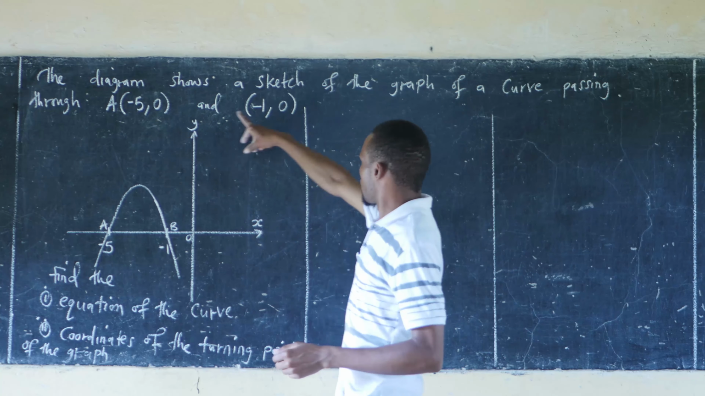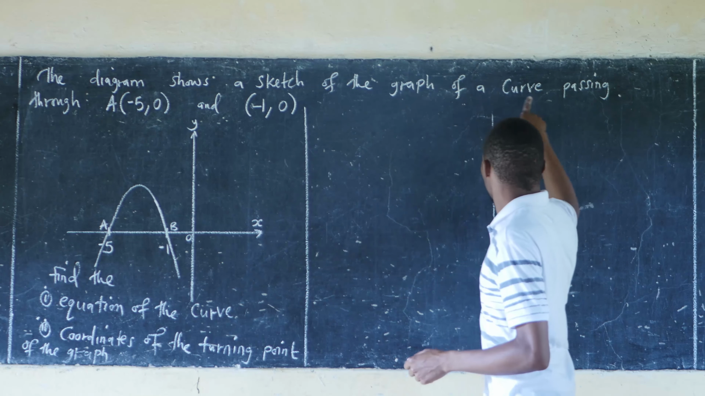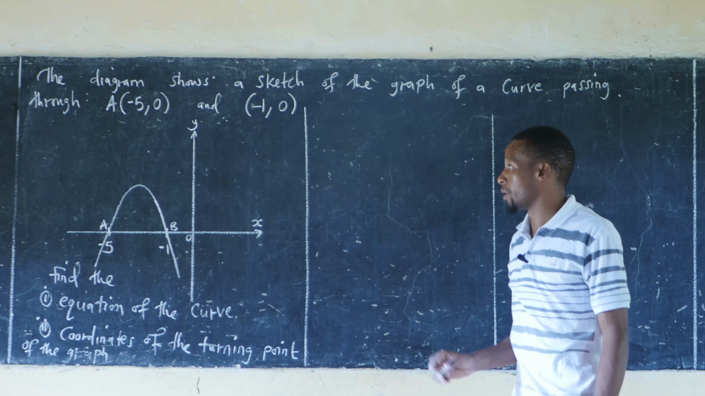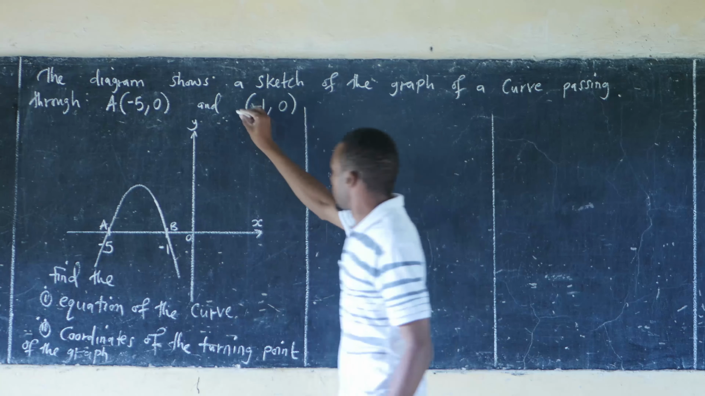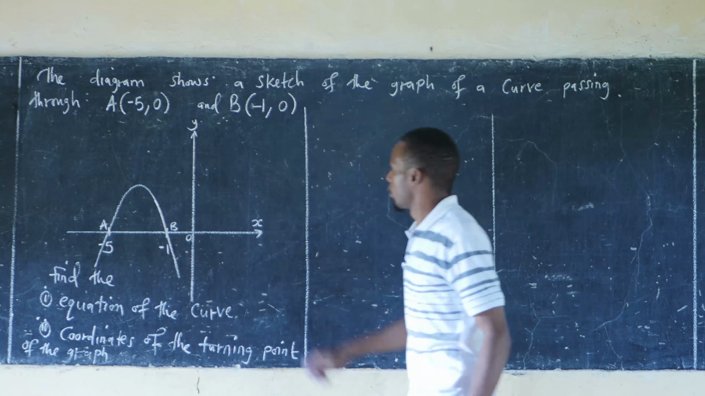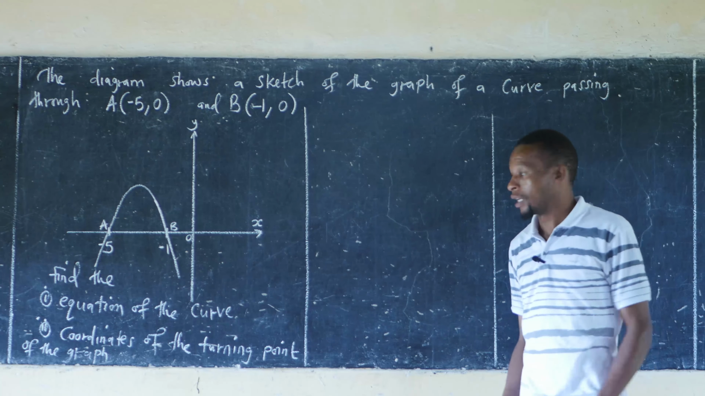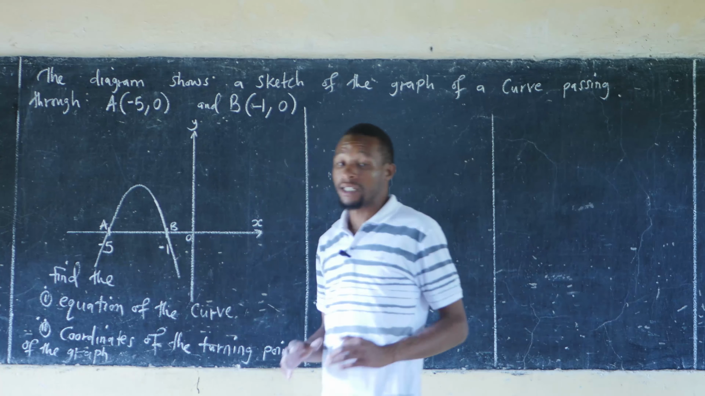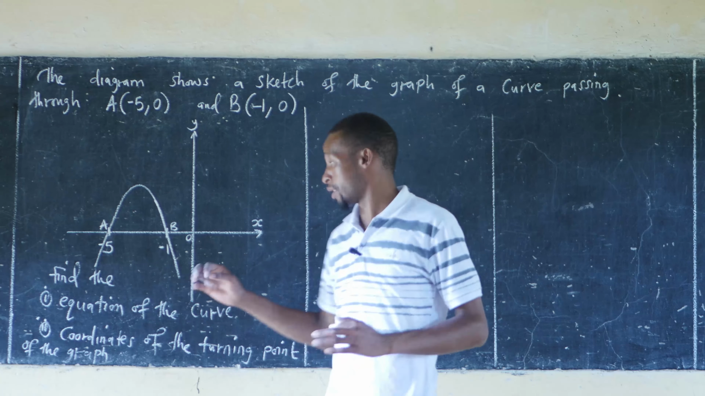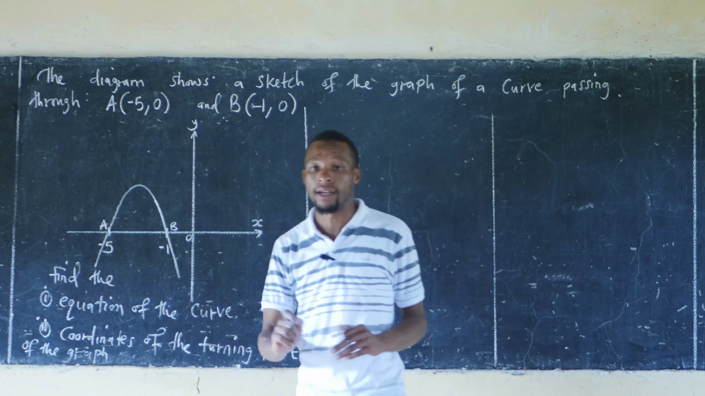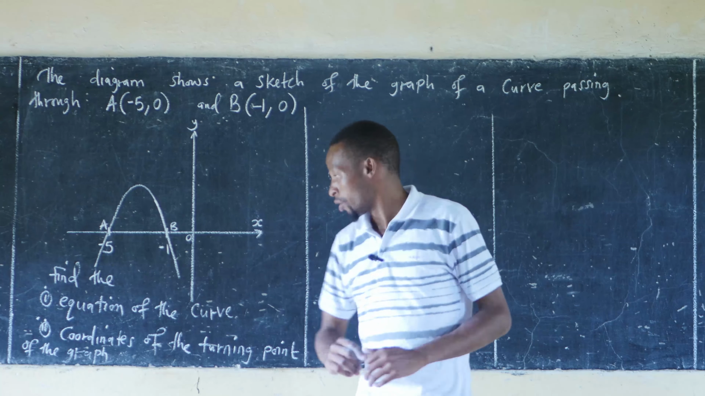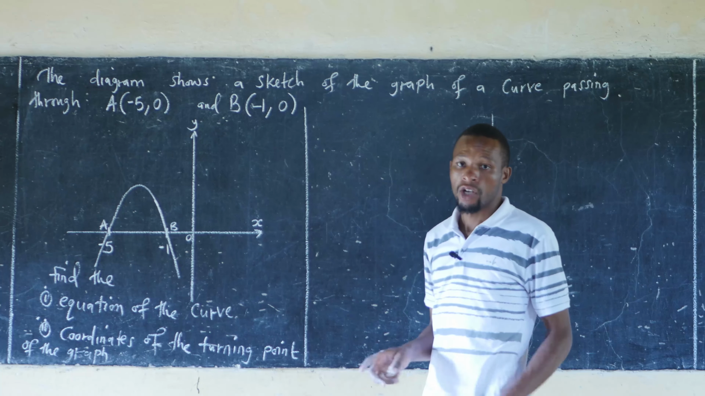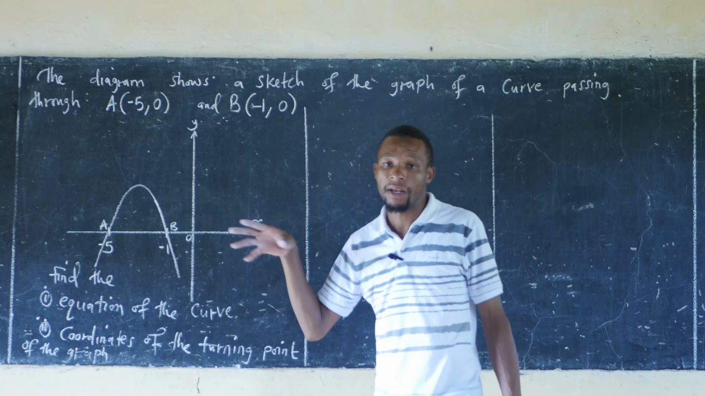This question came in 2024 internal, paper 1. The diagram shows a sketch of the graph of a curve passing through A at -5, 0 and B at -1, 0. As you can see, our parabola is intercepting the x-axis at -5 and -1 respectively. So the first question is saying find the equation of the curve. So we want to find the equation of this parabola.